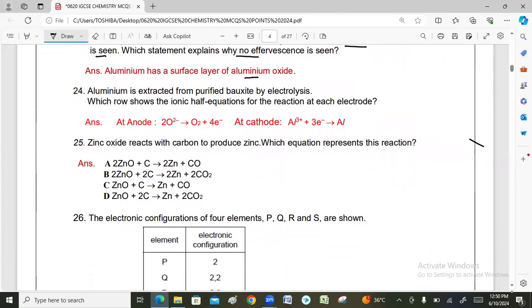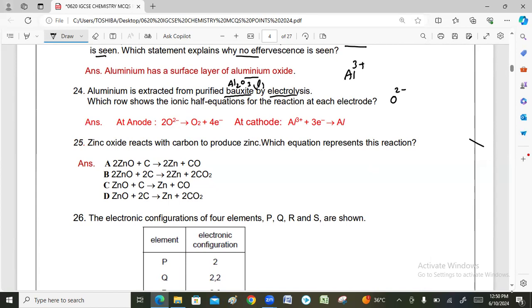The next point, 24: aluminium is extracted from the purified bauxite. So bauxite is the major substance which is used to get aluminium in the chemical industry. Bauxite is aluminium oxide. Through electrolysis, which row shows the ionic half equation for the reaction at each electrode? Aluminium oxide, because we take the molten aluminium oxide, so there is nothing extra present in the aluminium oxide. So if we ionize this, we will get Al3+ and O2- ions.